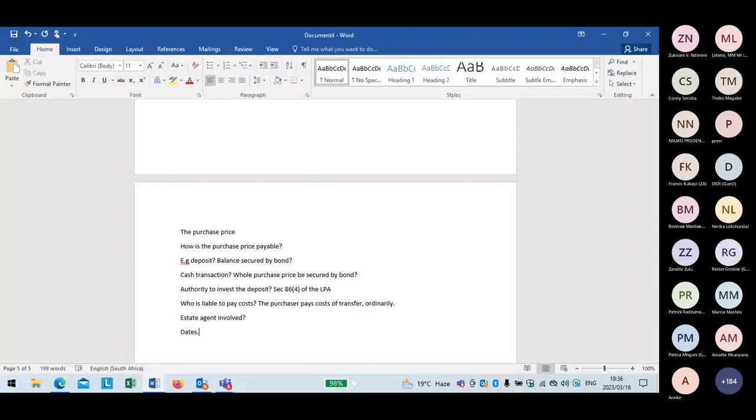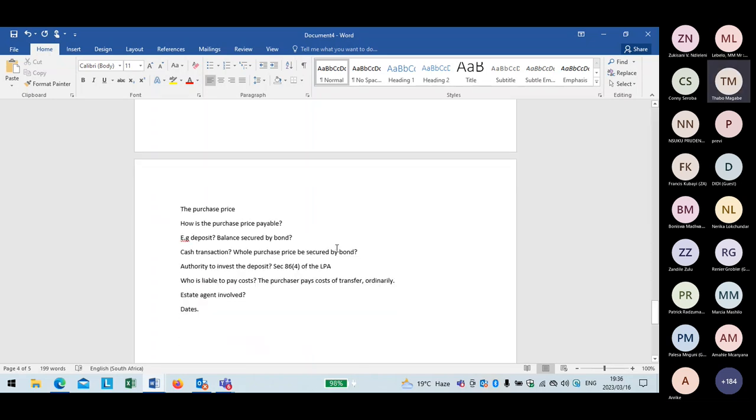To practicalize, let us tackle a question. And this will be the first question on conveyancing transactions under practical exercises. Let us deal with exercise number one there.